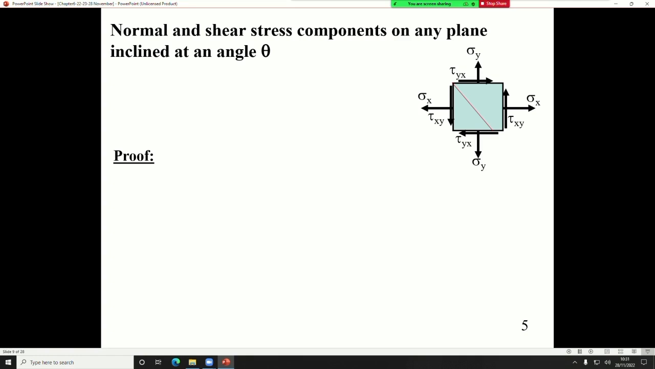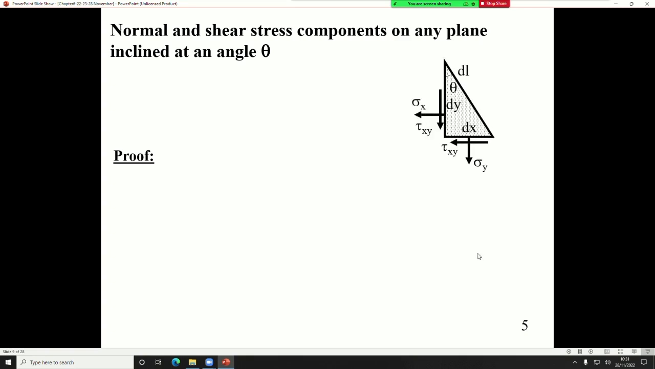So in that case, I'm going to cut this element, which is actually a tiny point in a loaded component, with a plane. And this is the plane whose normal makes an angle of theta with the x-axis. So I'm cutting it by a plane. Say this edge of this element is dl, dx and dy are the sizes in the x and y directions respectively, and these are the stresses acting on these two edges.